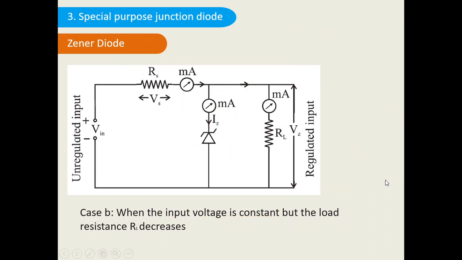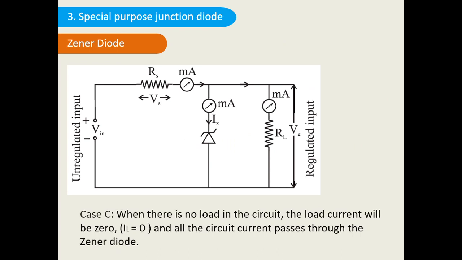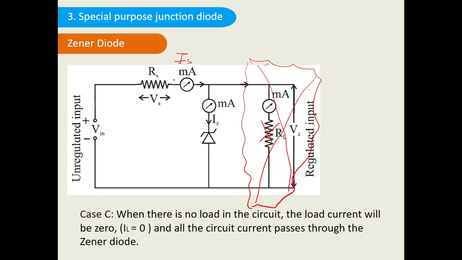Let us move to case C. Case C is what is going to happen when there is no load in the circuit. No load in the circuit means this is an open circuit. So if there is no load in the circuit, the circuit is up to this much only. This part of the circuit is not present. So whatever is the value of Is, the same current is flowing through the Zener diode.